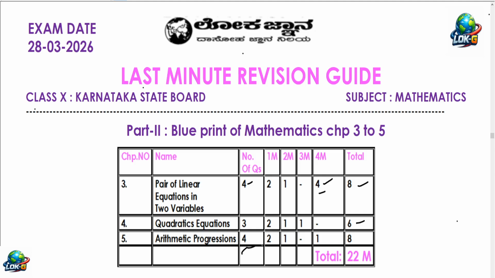And arithmetic progression, very important, 4 questions. 1 mark 2 questions, 2 mark 1 question, you will get 2 plus 2, 4. And 1 4 mark question, very dangerous question. Totally 8 marks. Totally 22 marks preparation we are doing in this video.